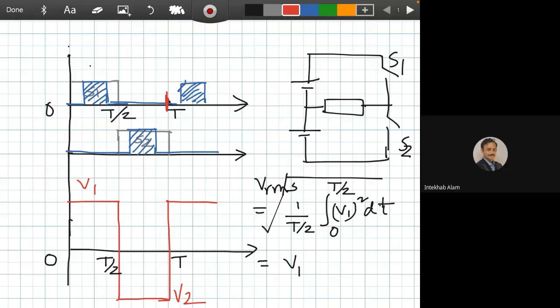So the new output will become in this format. V1 will appear here in this form. Is it okay with you? And V2 will appear here in this form. Is it understandable? So the new output will be the etching blue line.